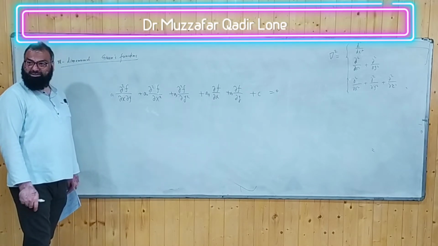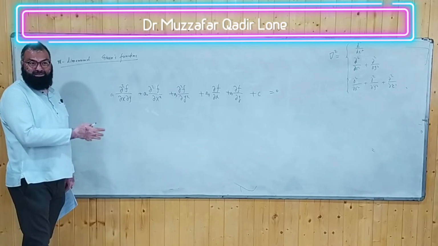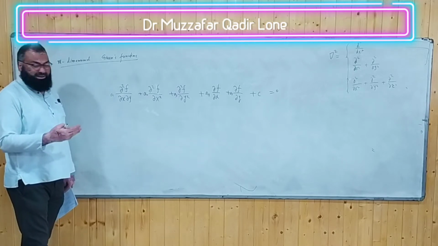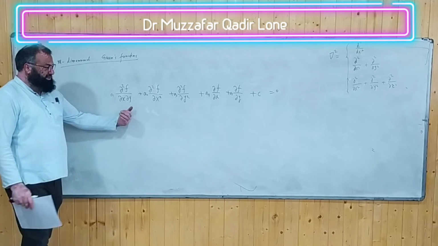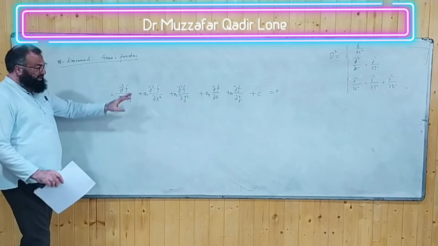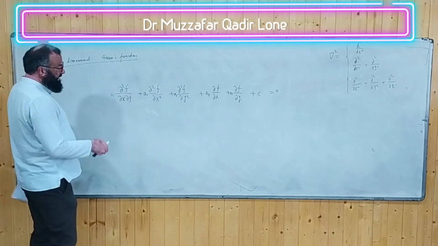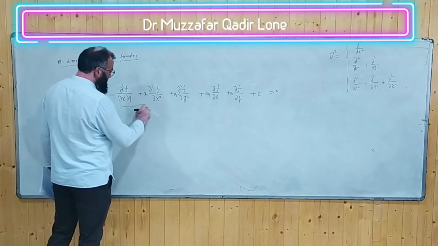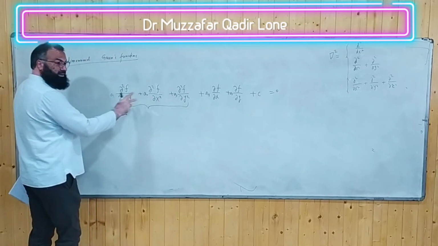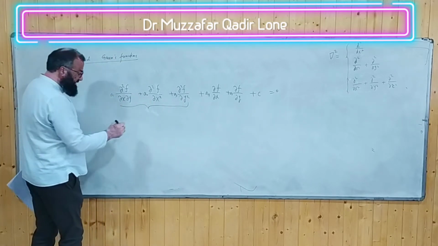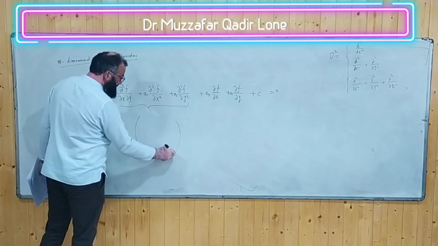Clear? Because how many variables do you get here? Only two variables, x and y, is it? Differentiation is with respect to only x and y. You can put this in matrix form, this very part. Okay, let's put this in matrix form. It will be like this.